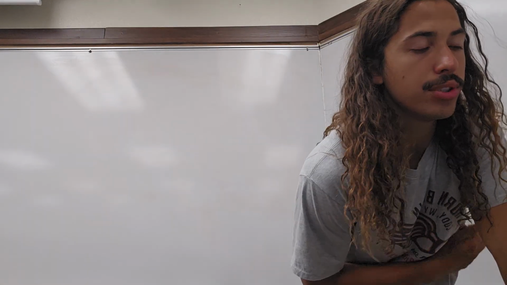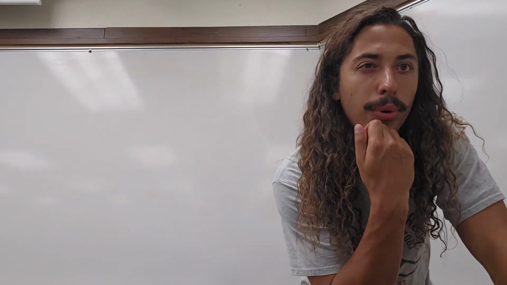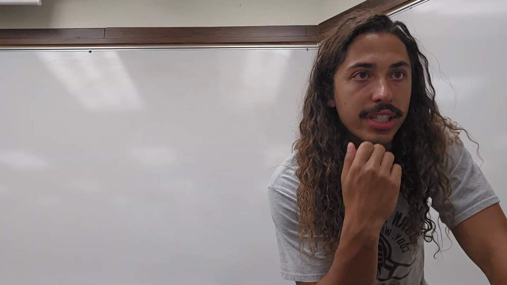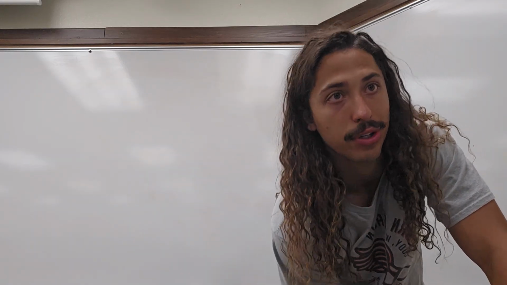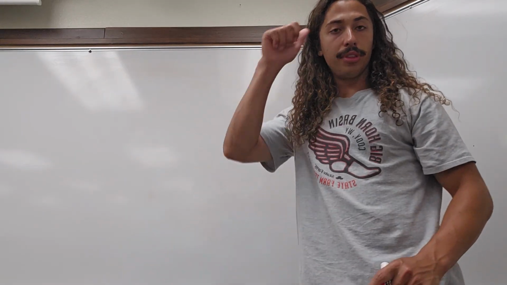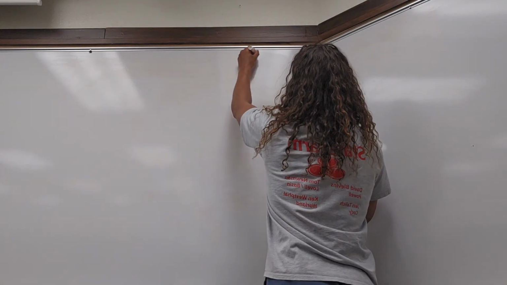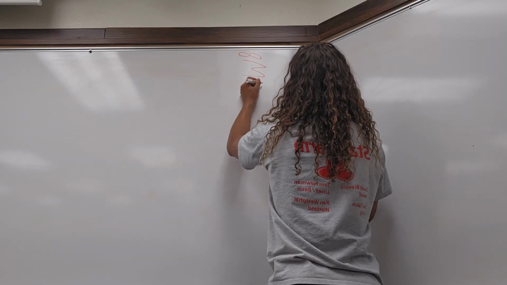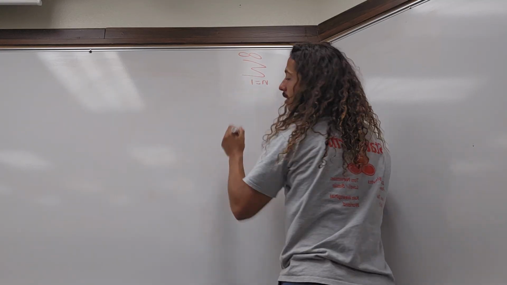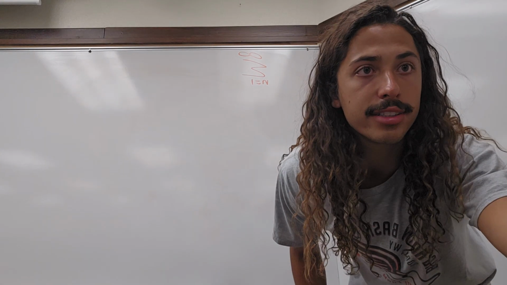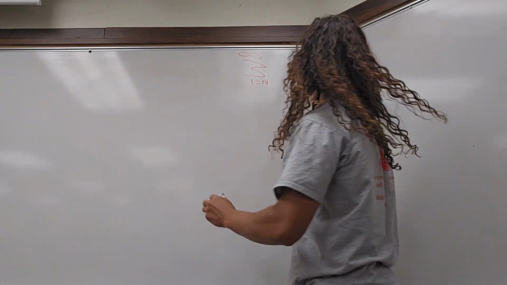Okay, so we are doing 9.3 problem 4, which is use the integral test to determine the convergence of the given series. So this isn't too hard. We have the sum from n equals 1 to infinity of 1 over n to the 4th.